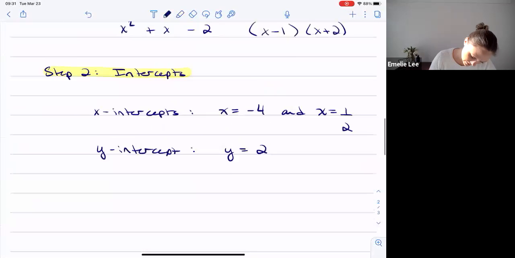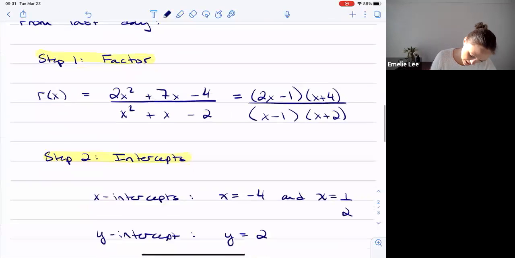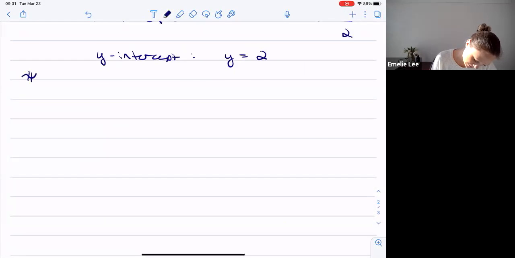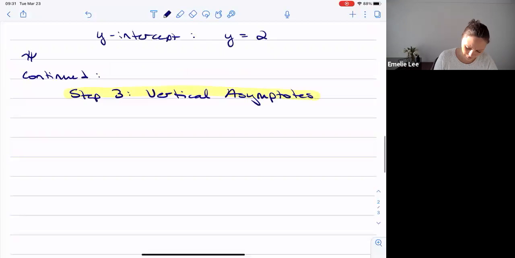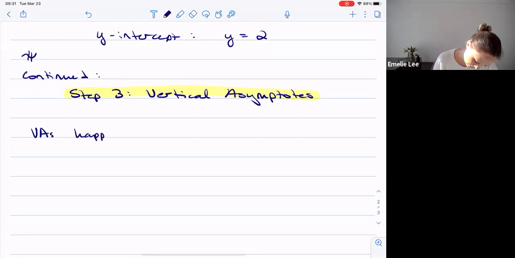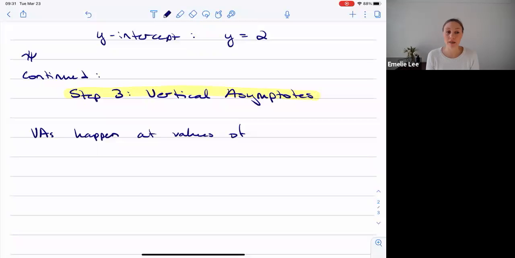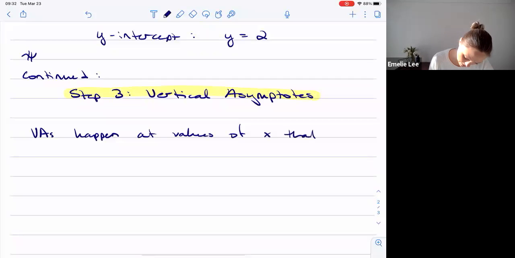So here, this was from last day, and now I'll do the end of the review and continue here. So we'll say step 3 is the vertical asymptotes. Vertical asymptotes, or VAs as we'll call them, happen at values of x that make the denominator equal to 0. Values of x that make the denominator 0.